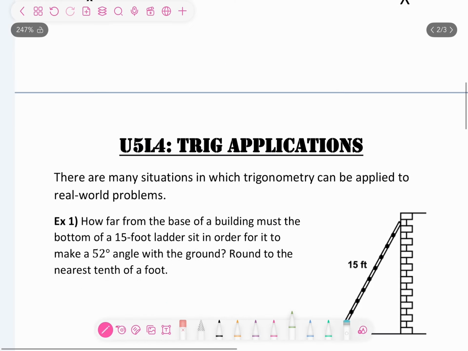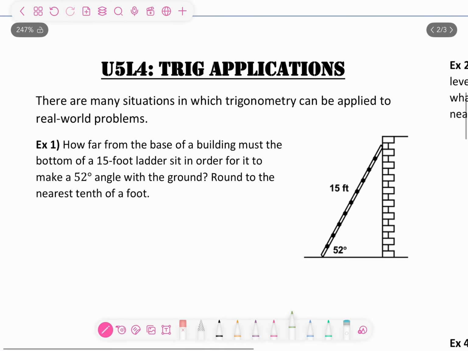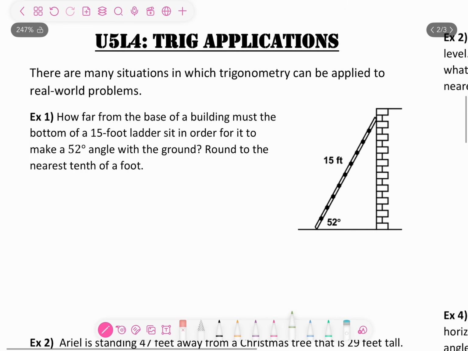Okay, so looking at example 1, it says, how far from the base of a building must the bottom of a 15-foot ladder sit in order for it to make a 52-degree angle with the ground, round to the nearest tenth of a foot? Okay, so basically, first thing we need to figure out is what value are we looking for. So the question is, how far from the base of a building must the bottom of a 15-foot ladder sit?